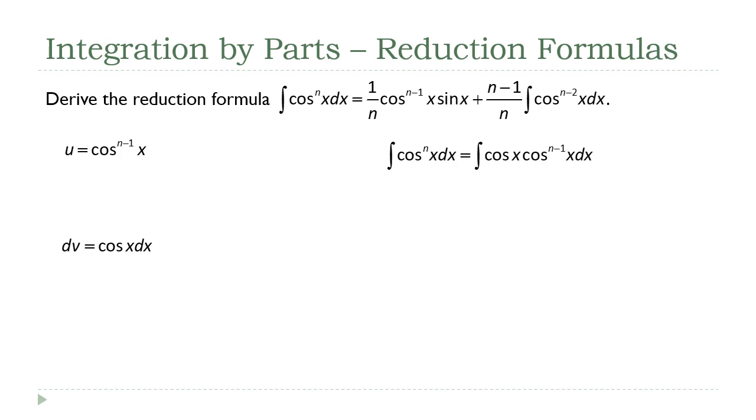Differentiating the u part using the chain rule, we get du equals negative quantity n minus 1 cosine of the n minus 2 times the derivative of the inside part of the cosine. That's where the minus comes from, and the sine of x. And then we need to integrate the dv here, and that's simple enough. The integral of the cosine is just the sine.